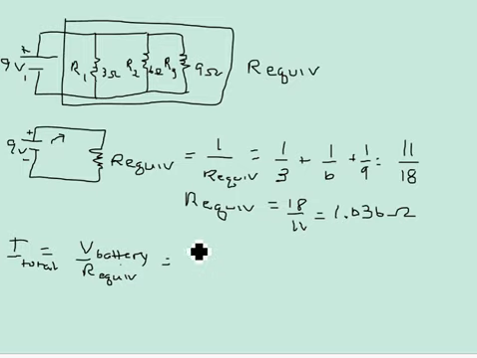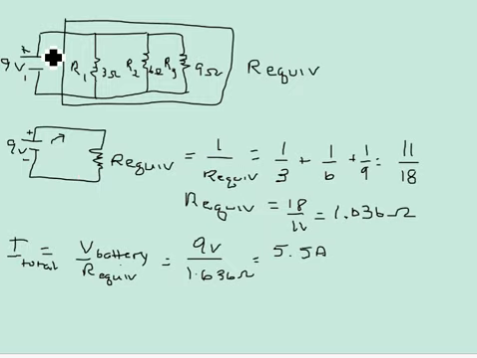Alright, so this one is going to tell me it's my 9 volts divided by my 1.636 ohms, and that would give me a total current of 5.5 amps. That's what the battery is going to send out to that equivalent resistance.